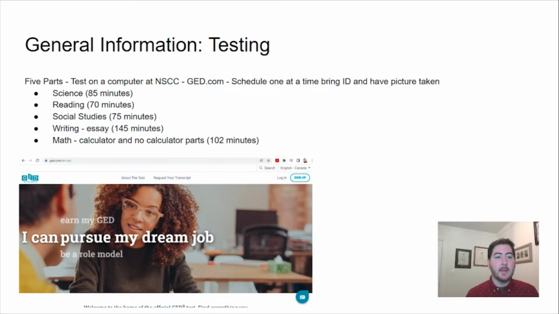The science, reading, and social studies, those are kind of like a reading comprehension test, and they're all multiple choice. So they're not expecting you to know a whole bunch of information about science. They're going to give you information in a paragraph format and then get a multiple choice question on that.